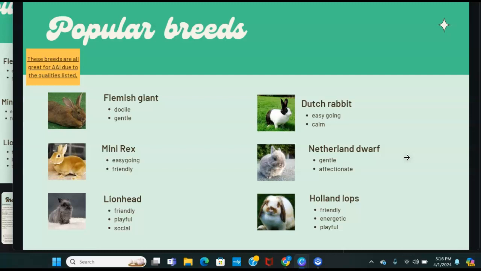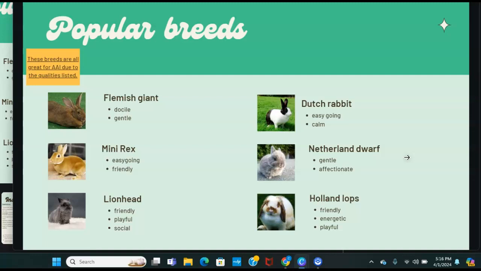They're adorable, they're easygoing, they're friendly, and they are on the smaller size. So that can be a very great thing depending on who we're working with, age, and all those things. And then we have a Lionhead. They're so fluffy. They're friendly, playful, social. Lionheads, as I just said, they're very playful. So they will interact in playful interactions and bring lots of happiness to people.